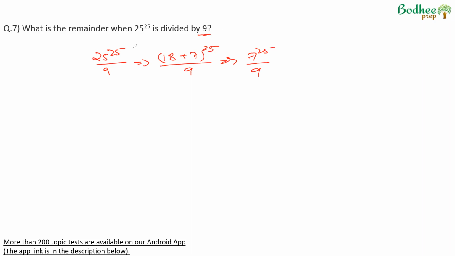7 square is 49, 4 plus 9 is 13, 7 cube is 343, and 343 has a sum of digits of 10. So with 9, it will leave a remainder of 1.